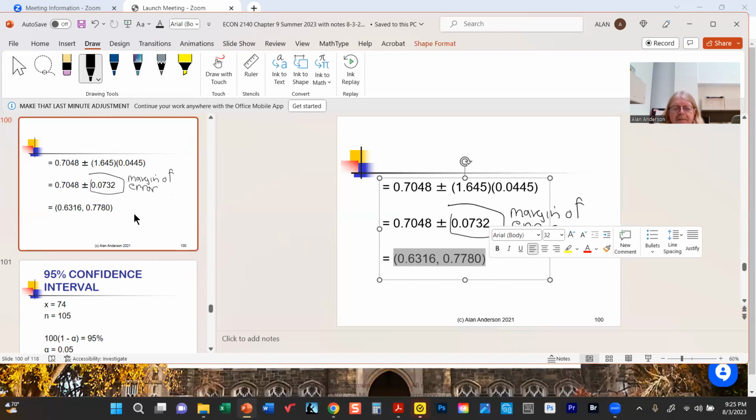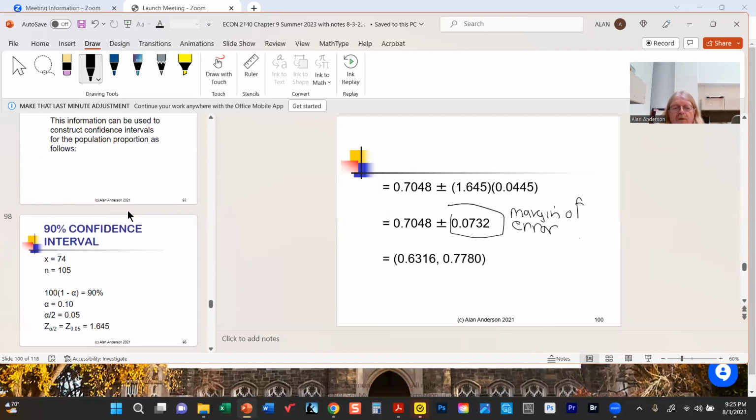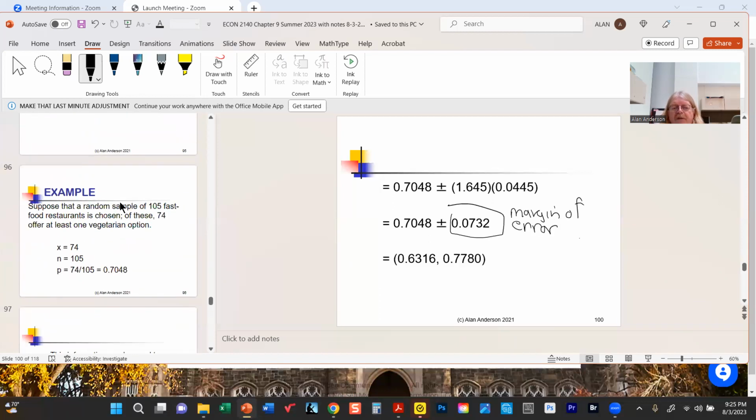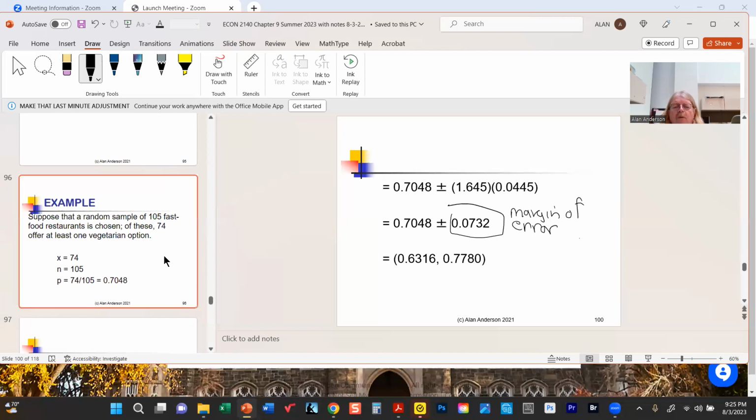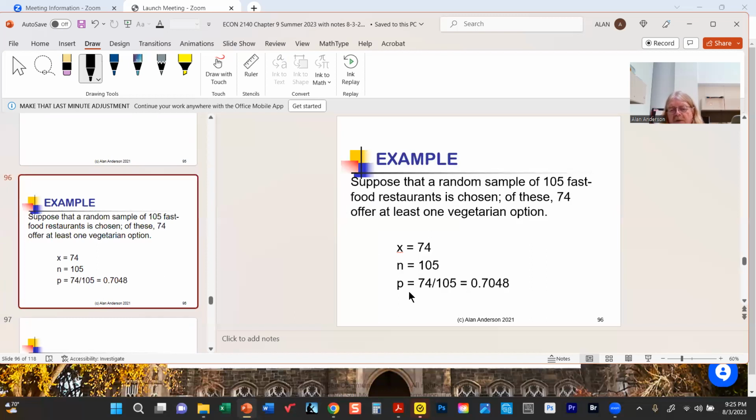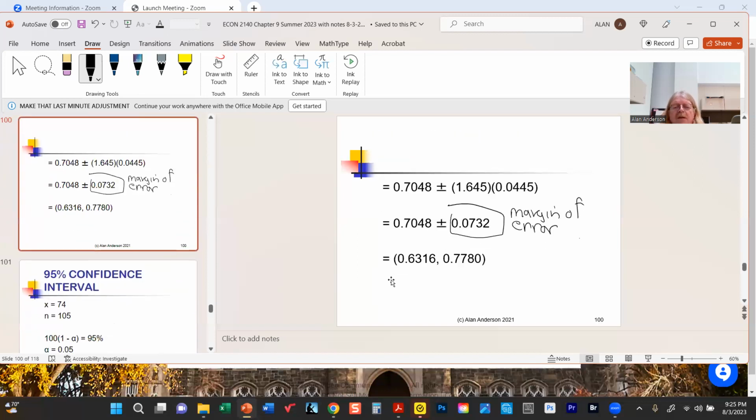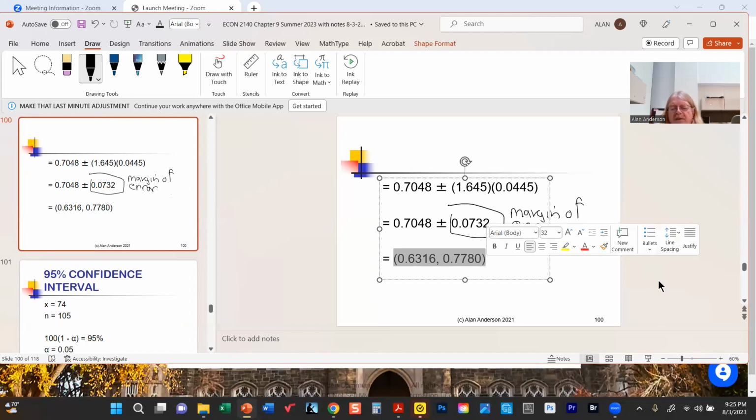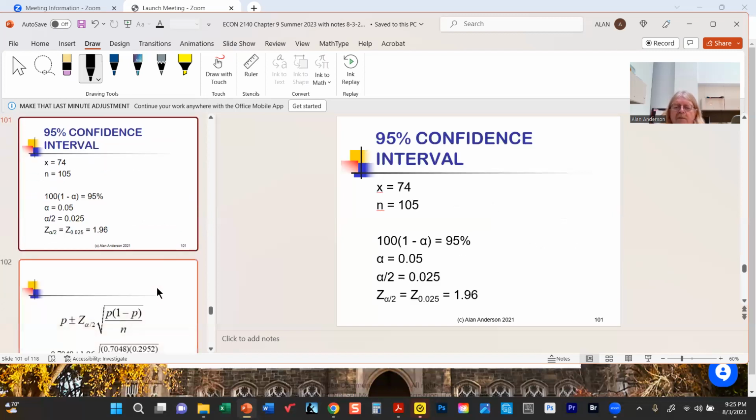So what we're saying is that we are looking for the proportion who have a vegetarian option. Well, we don't know what it is without actually gathering up every fast food restaurant in the entire population. So instead, we have this confidence interval. It's somewhere in this range between 63 and 77.8%. To be 95% confident, we replace the z-score with 1.96 and then plug them in.